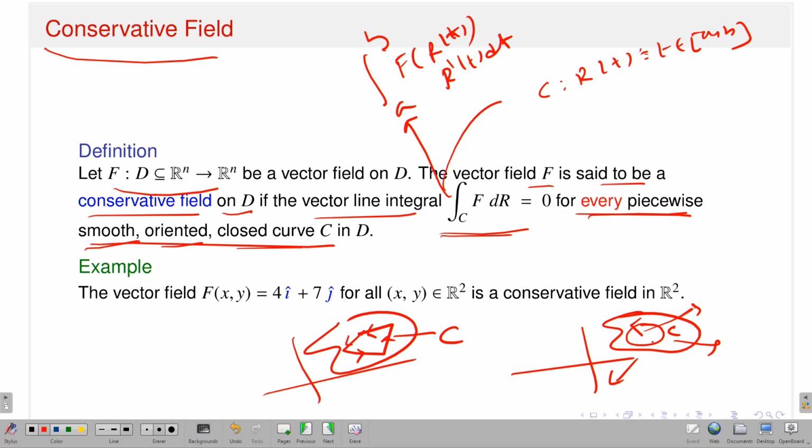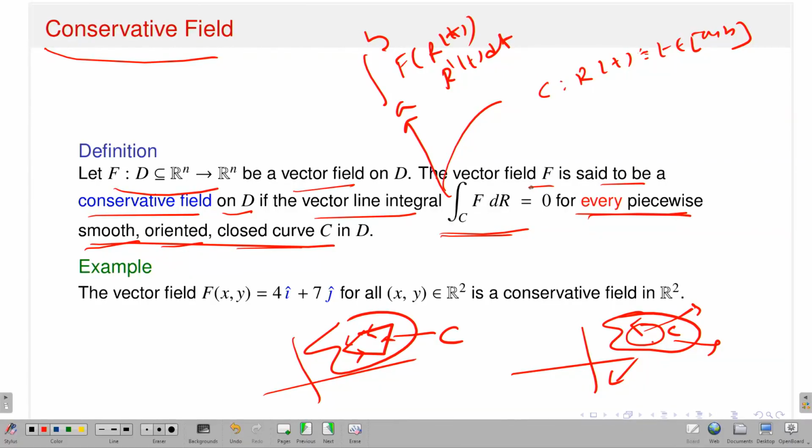And later on you will see that is the same as saying my vector line integral is independent of path. That means, if I take any 2 points, whatever path I take with the initial point, say P1, and final point P2, same initial point and same final point, the vector line integral over that path will be the same.